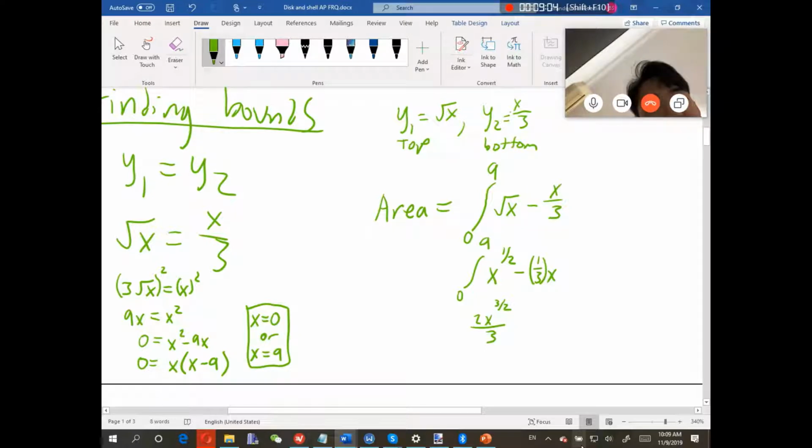Okay, so 2x to the 3/2 power over 3, minus what? Okay, x squared over 6, from 0 to 9. Then I need to plug in my upper bound and subtract my lower bound.